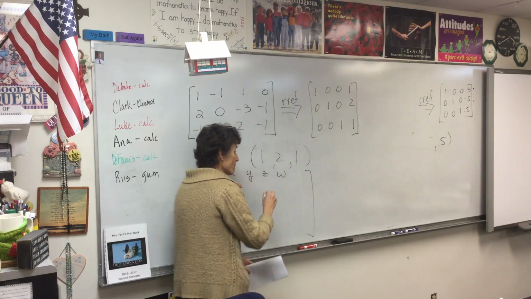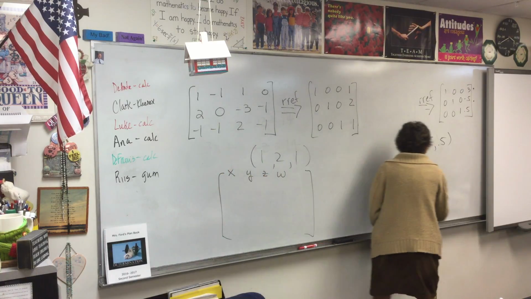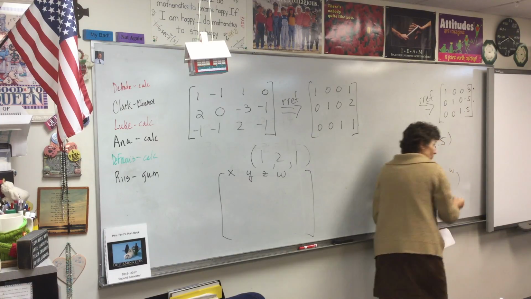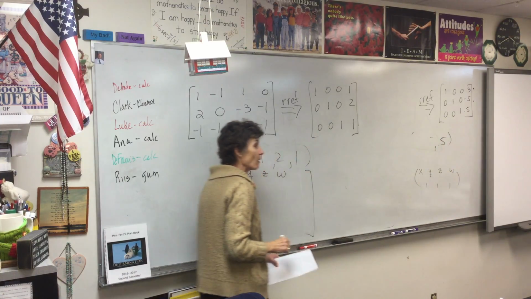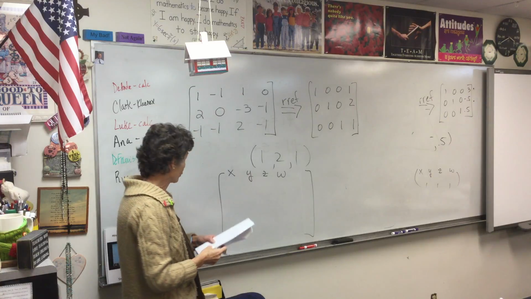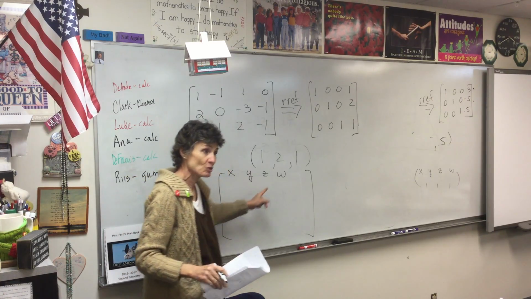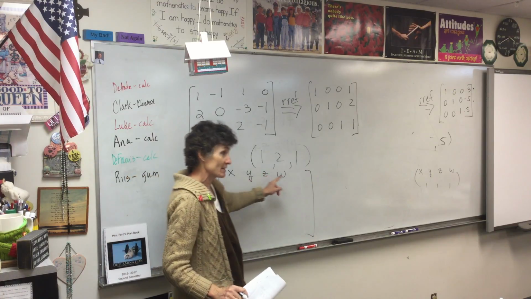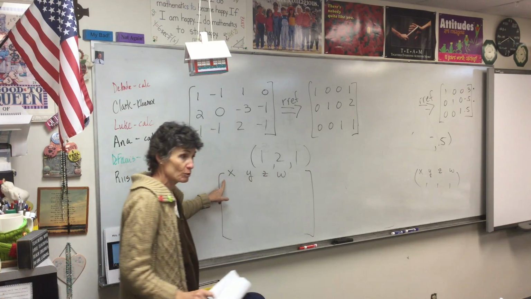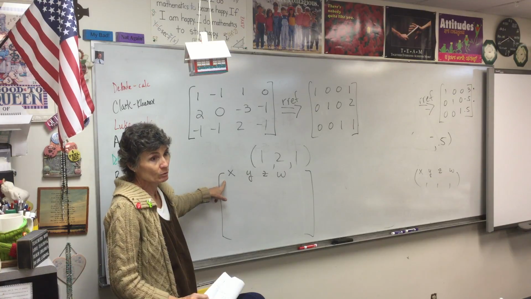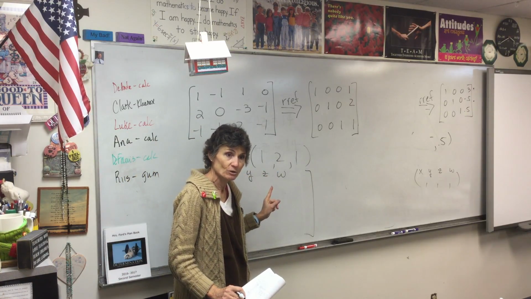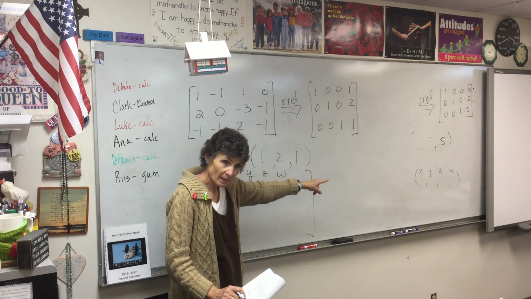I just have to remember when my answer eventually comes out, this is going to be X, Y, Z, W. The answer is going to come out in whatever order that you put the letters in your matrix. So if it freaks you out to have the W on the end, you can make the W first, so they're in alphabetical order. But that just means when you get your answers, your W will be first. My W is going to be last.